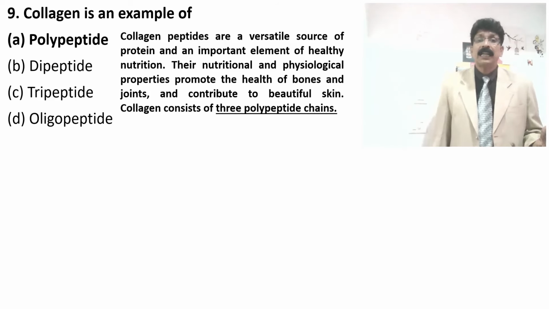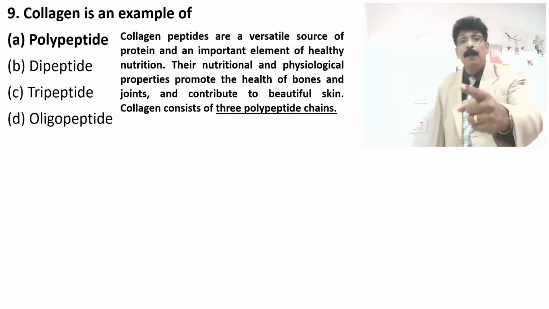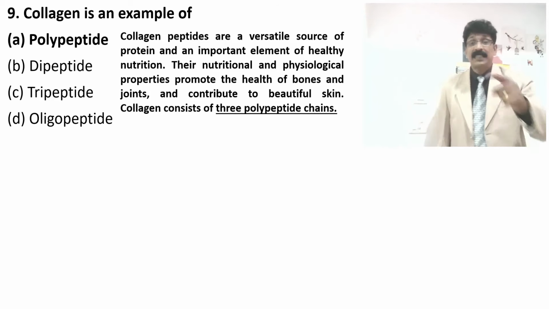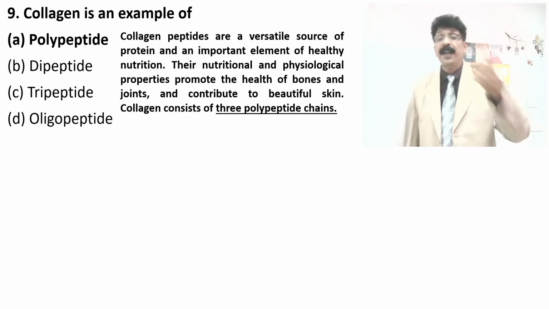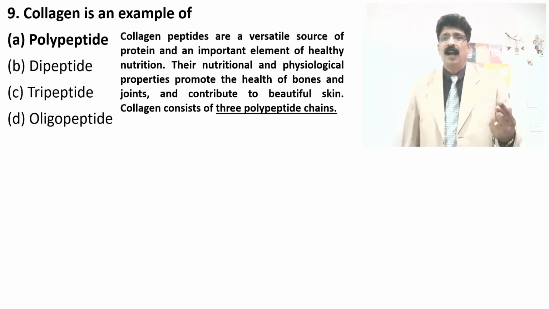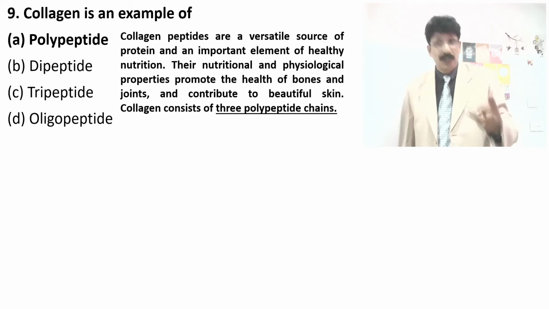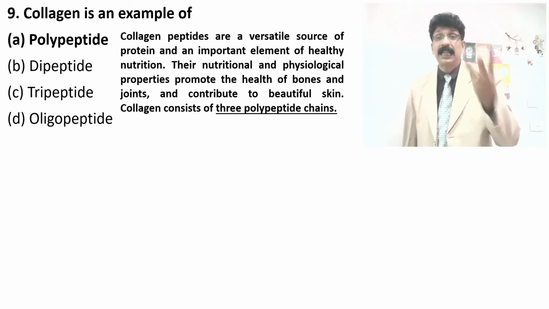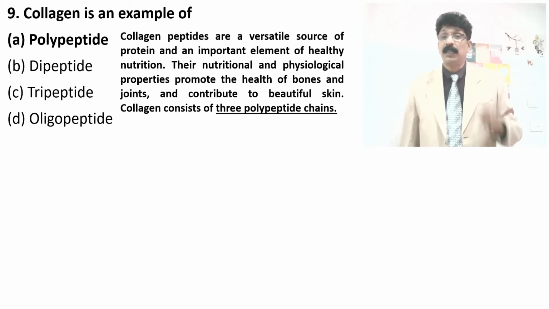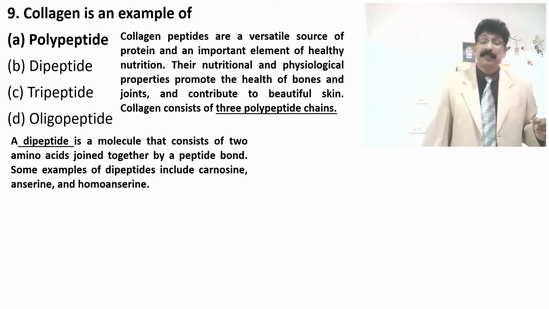Collagen consists of three polypeptide chains. So there itself, it's a polypeptide. It has many amino acids and many polypeptide chains. Not only one polypeptide, it has three polypeptide chains. So the correct answer should be polypeptide, which you have selected.